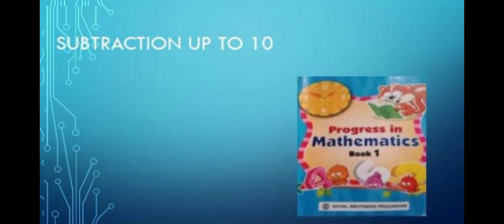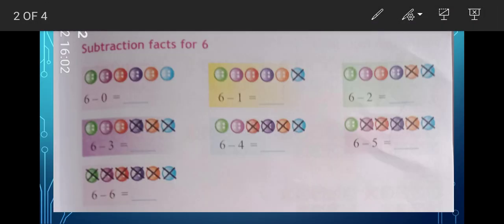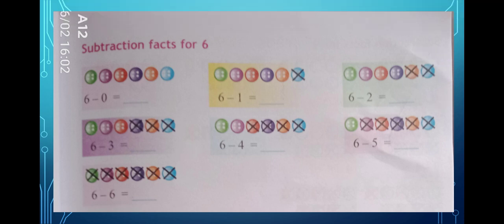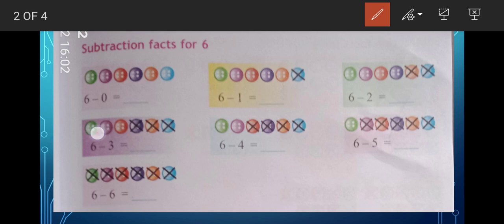This is same as yesterday's, so if possible you try to do it yourself. I am very sure you are able to do, but I know some of you are very lazy in doing, so now you have to do along with me. These are very easy things. Picture is given, you have to look and write. Here, 6 buttons are given.